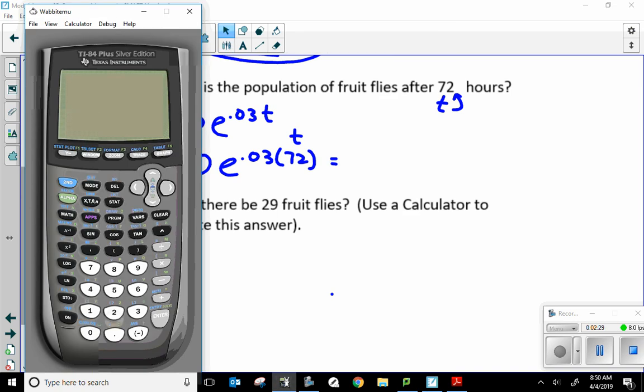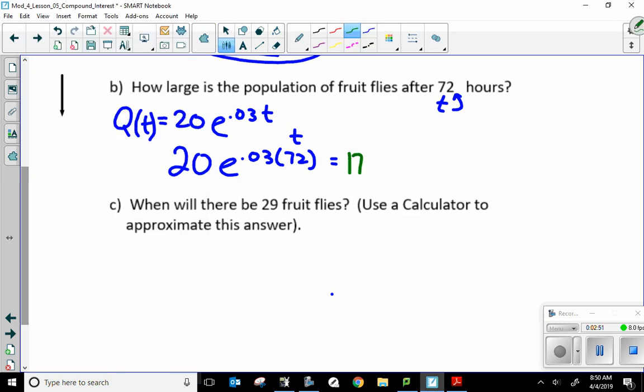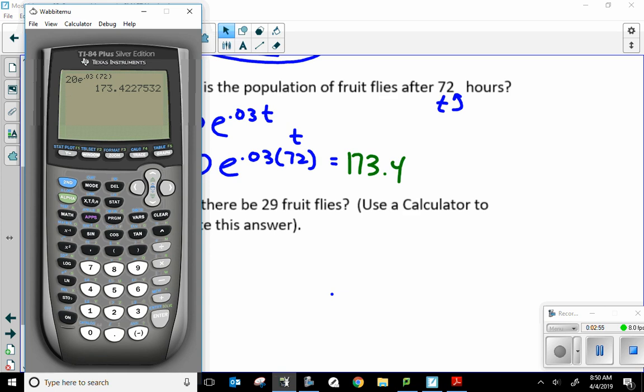Okay? 20. Yep, the 2 needs to be there. 20, e, 0.03 times 72. All right, and let's hit enter. And that is 173.4. Was that a 3? I'm losing my mind. It was.